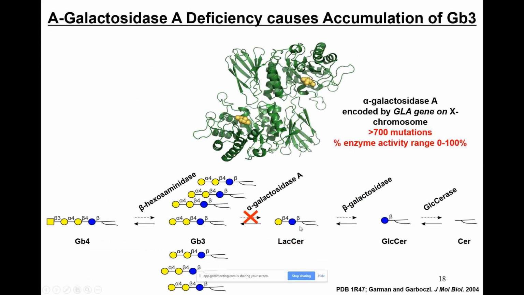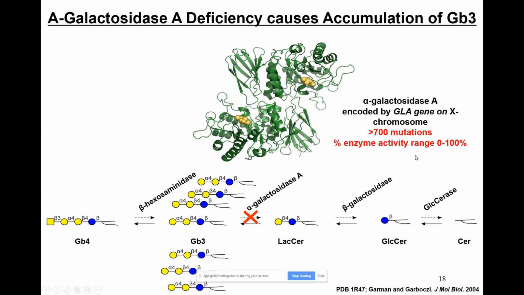So again, the enzyme that's deficient is called alpha-galactosidase A. This is an example of the crystal structure that we know about for that particular enzyme. And if you're missing that enzyme, this particular glycosphingolipid called GB3 accumulates in their tissues and in their serum.